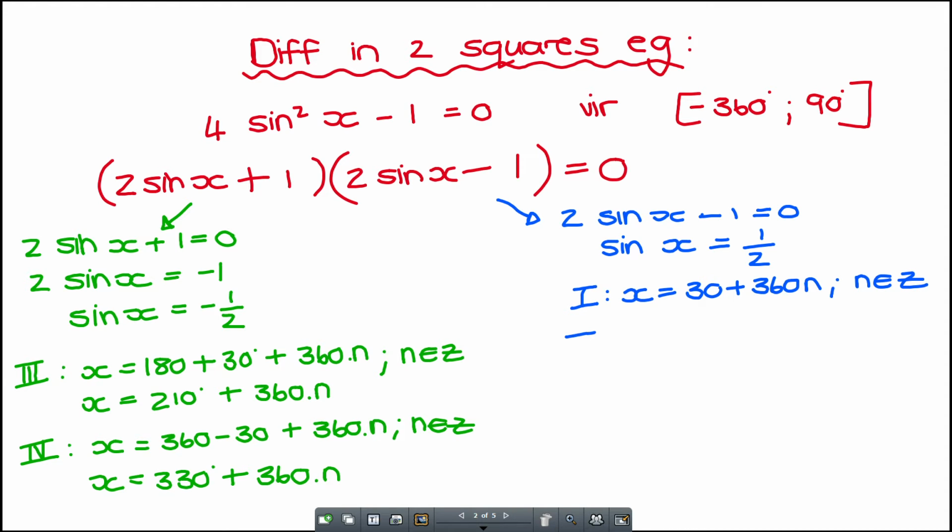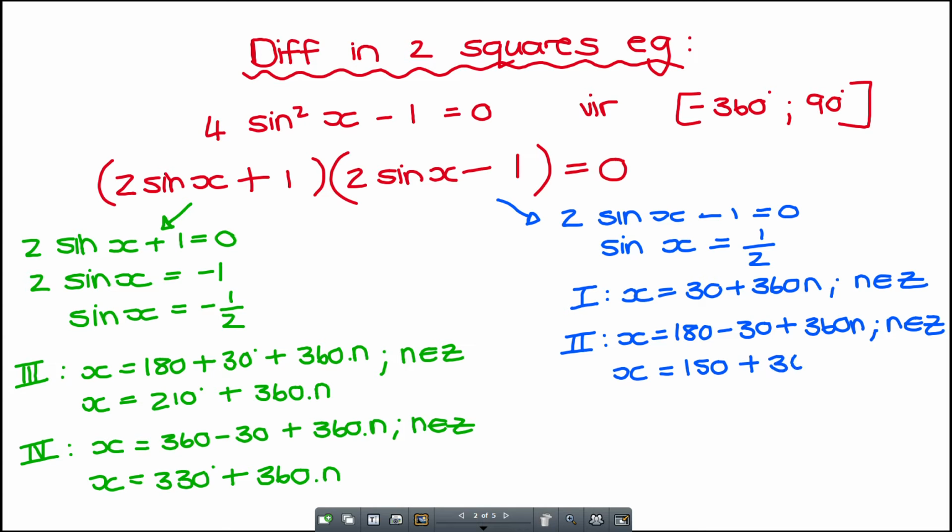Then in quadrant 2, gaan ons sê 180 minus the help angle. Let's just simplify that. So it would be 150 plus 360 times n. Okay, now, I am finished with the general equation.